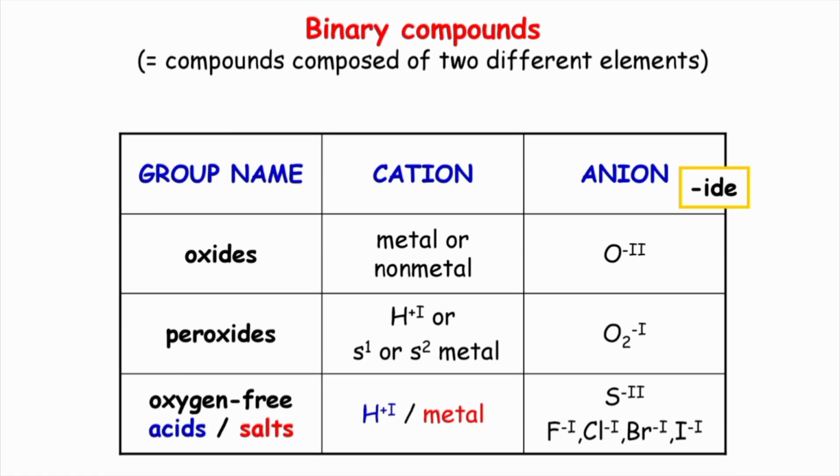What are binary compounds? Compounds composed of two different elements: oxides, peroxides, oxygen-free acids, or salts. Cations are metals or non-metals. Anions: oxide O -2, peroxide O2 -1 with S1 or S2 metals, oxygen-free acid and salts with H+ or metals. Anions S -2, F -1, Cl -1, Br -1, iodide -1.